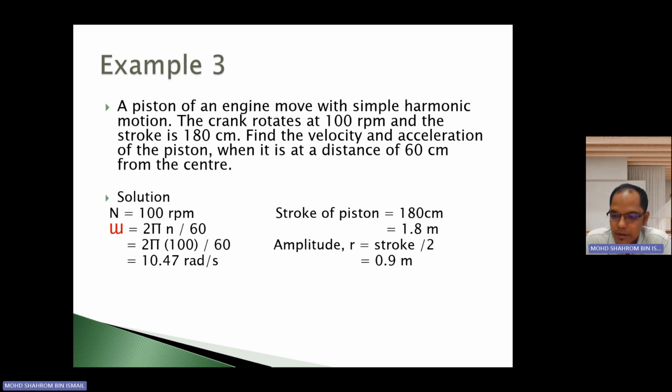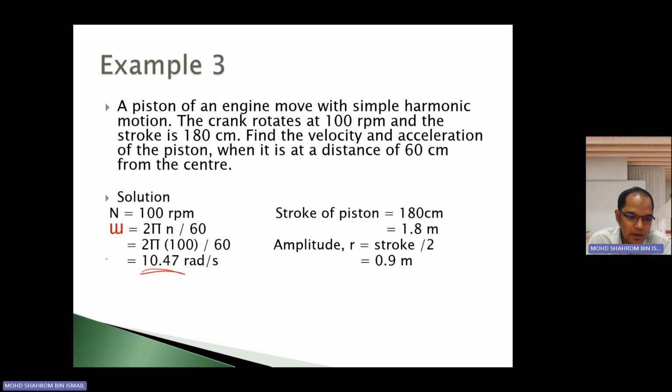Here is another example. Same goes. A piston of an engine moves with simple harmonic motion. The crank rotates at 100 RPM and the stroke is 180 cm. Find the velocity and the acceleration of the piston when it is at a distance of 60 cm from the center. So basically it is like the first example, you just equate all the needed values.